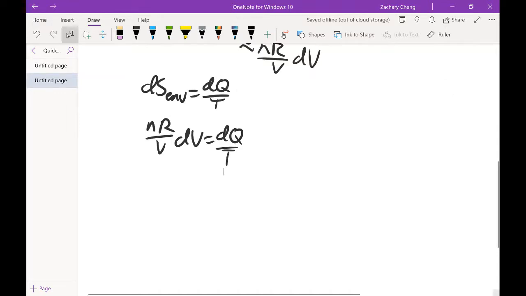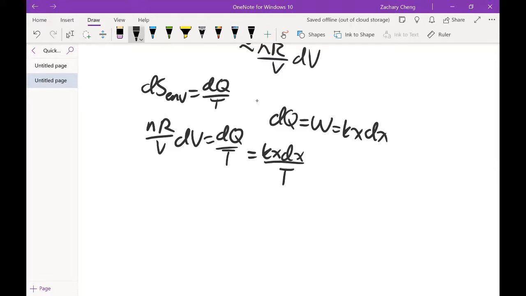Okay, so now we want to find the x here. We know that this dQ here is just equal to the work. And so what is the work? Well, it's just the force times the distance. Here it's the force from the spring, which is of course kx, and then times the distance, which is just dx. So then this would be kx dx over T.